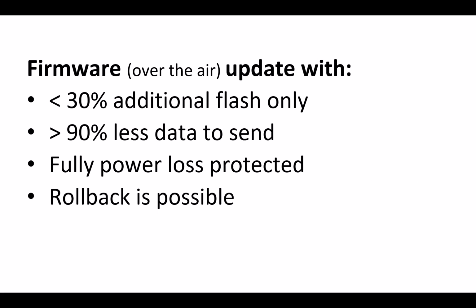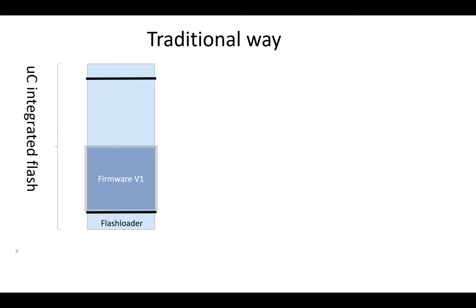Well, we mean we can do an update with only 30% or even less additional flash. It obviously depends a bit, because it's delta, on the size of your firmware or more on the change you have done. And the data you have to send is therefore also reduced a lot. But it's still fully power loss protected, so you can switch off your unit whenever you want. It will restart, it's never bricked. And there's also the possibility to do rollbacks.